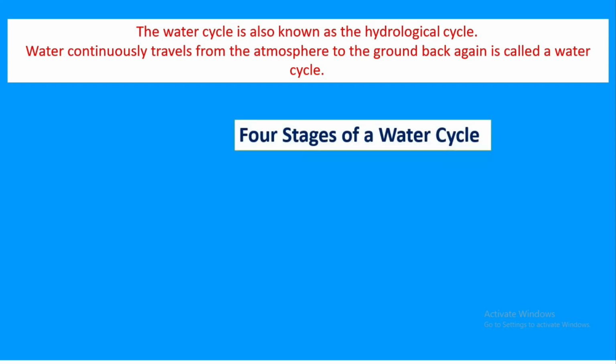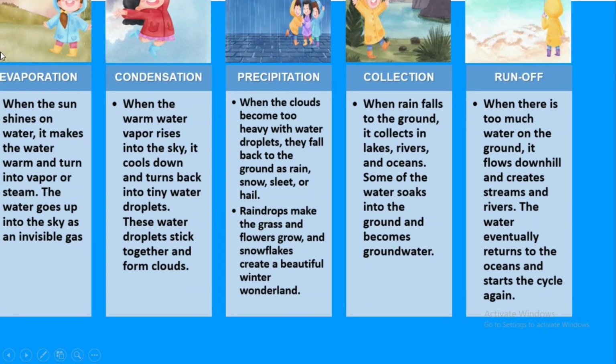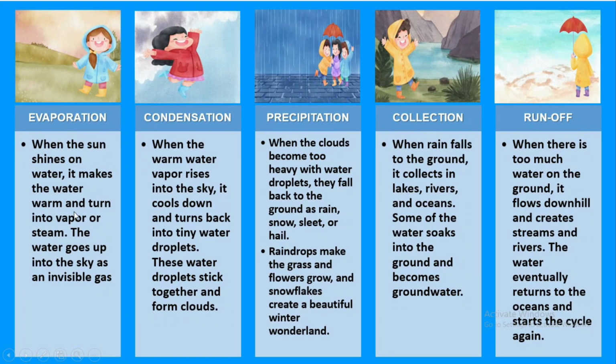Different stages of the water cycle. They are evaporation, condensation, precipitation, and infiltration, which is the collection of water. The first one is evaporation. When the sun shines on water, it warms and turns into vapor or steam. The water goes up into the sky as an invisible gas.